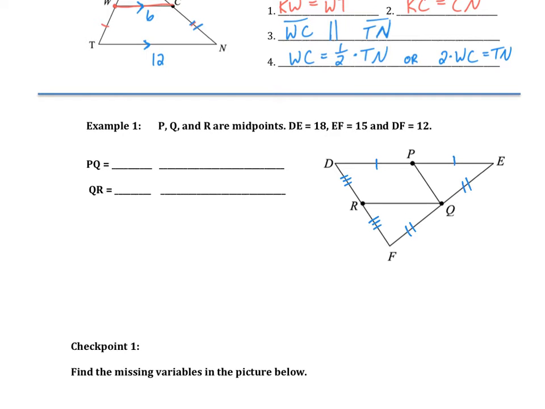Okay, so let me do this. So this whole side is 18. EF, so this whole side over here is 15. And DF, so this whole side is 12. Okay, and that came from right here.